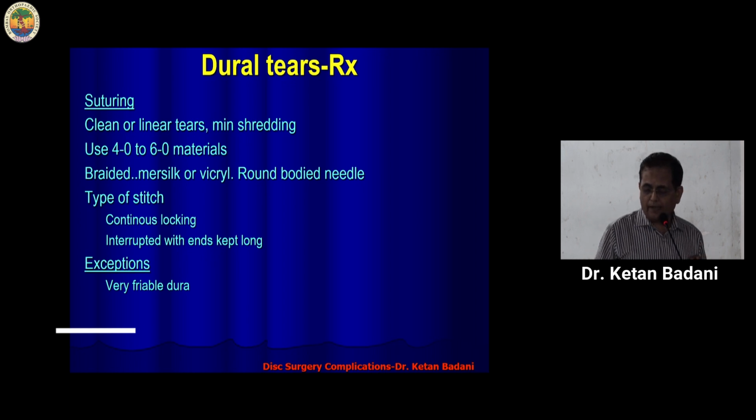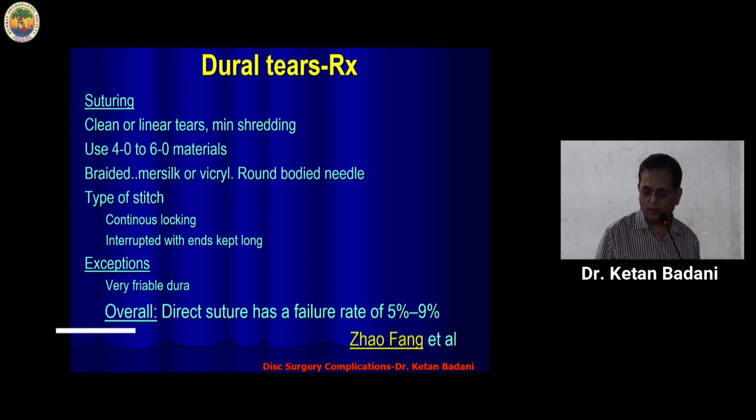Usually you require a braided material like Mersilk or Vicryl, 4-0 to 6-0, and I normally prefer to use 5-0 Mersilk for these sutures. For a long straight tear, I use continuous locking, and if it is a short tear, I use interrupted sutures and keep them long to later tie a muscle patch. I will show you on a video. With very friable dura, again you may not be able to do this and you might have to resort to other methods.